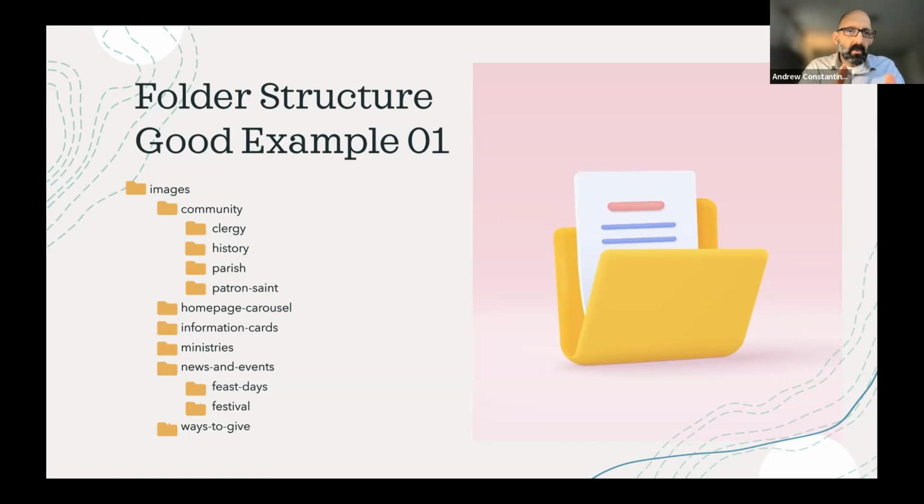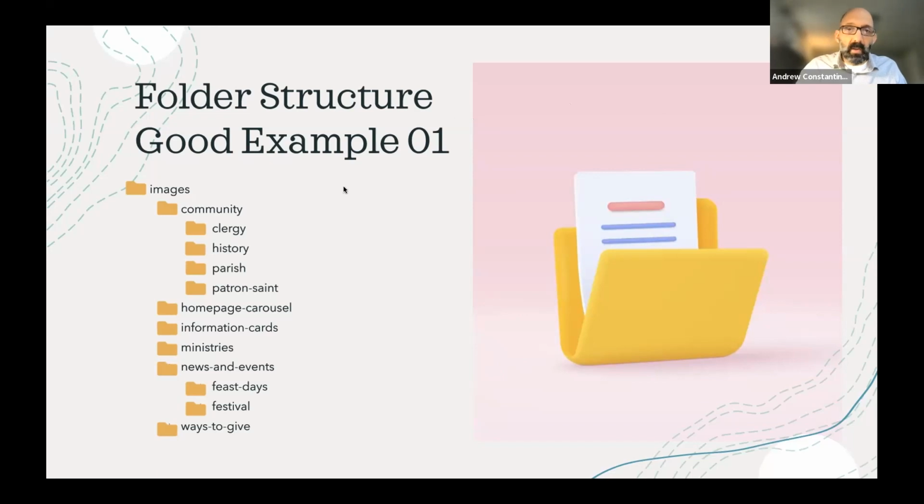So it looks like this file structure was set up according to the types of content that are on a parish website. This actually might even mimic, in some ways, the main navigation on a parish website. The parish website navigation might have a community section, ministry section, news and events section, and ways to give section. And then we know that the homepage carousel and the information cards are front and center on that homepage. So it's easy to understand what those two folders are for as well.